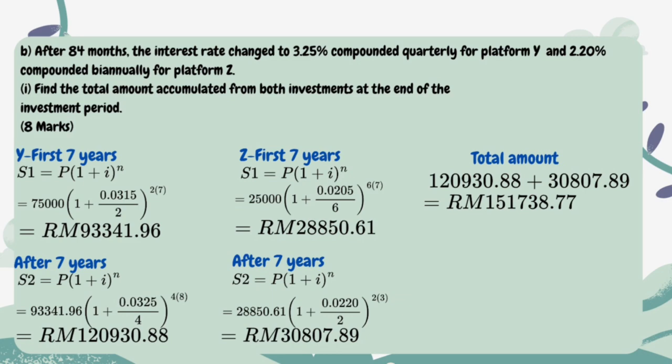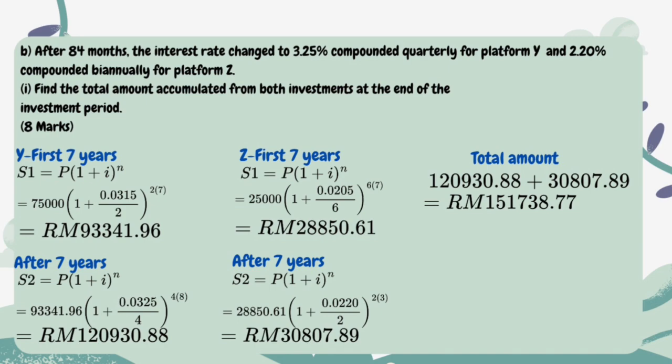After 7 years, S equal to P times (1 plus I) to the power of N: 28,850 ringgit and 61 cents times (1 plus 0.0220 divided by 2). The power of N is 6. The answer is 30,807 ringgit and 89 cents.